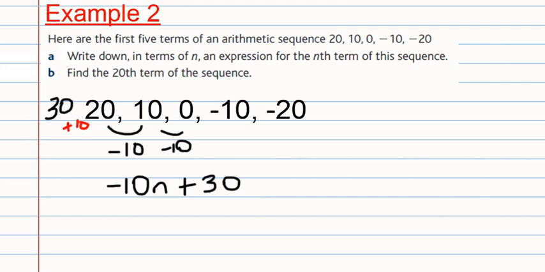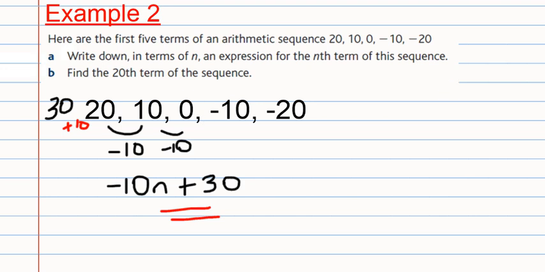So here is our nth term. We can test if it's correct. So it's the first term, second term. Let's try the third term. Okay, so the third term is 0. For the third term, n is 3. So 3 times minus 10 will give you minus 30, plus 30, and that will be 0.